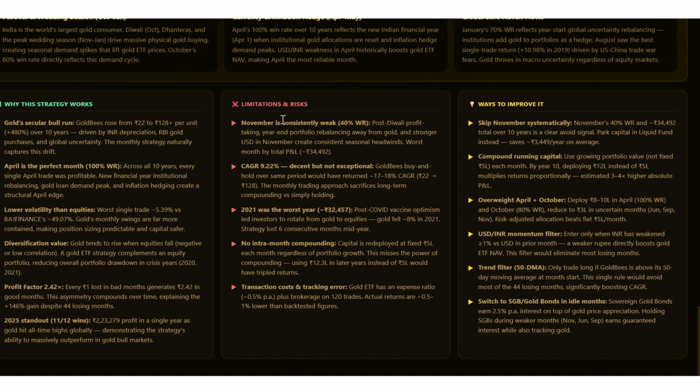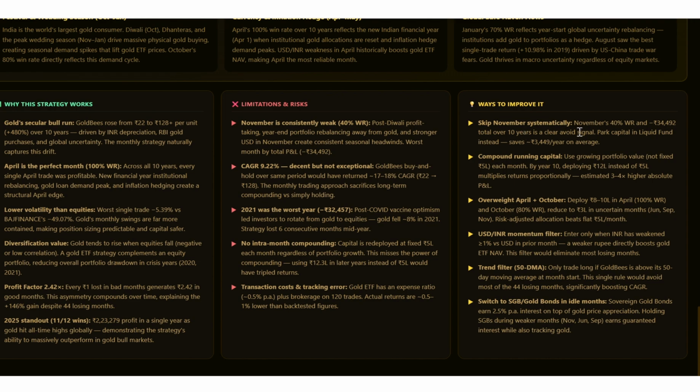There are some limitations also. As we can see, November is a very consistently weak month, with only a 40% winning rate. Now you can understand, people are buying in the month of November, but what does the data say? Data says that November is a very weak month, so you should avoid buying here after understanding this analysis. And now it is also giving the strategy for how we can improve this.